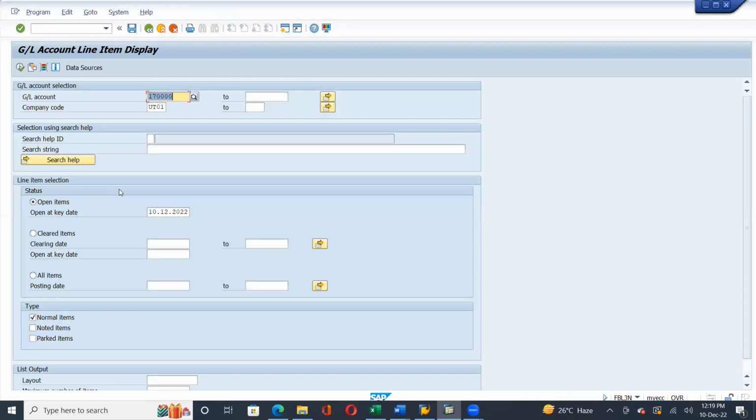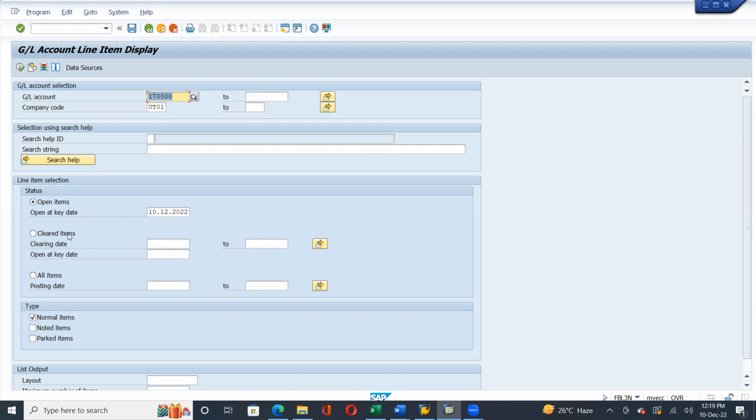So here our GL account is open item managed. We have taken the salaries payable account, 1,70,000. Write it down. Give your company code UT01. We have three radio buttons here. The first one is open items, then cleared items, and all items.